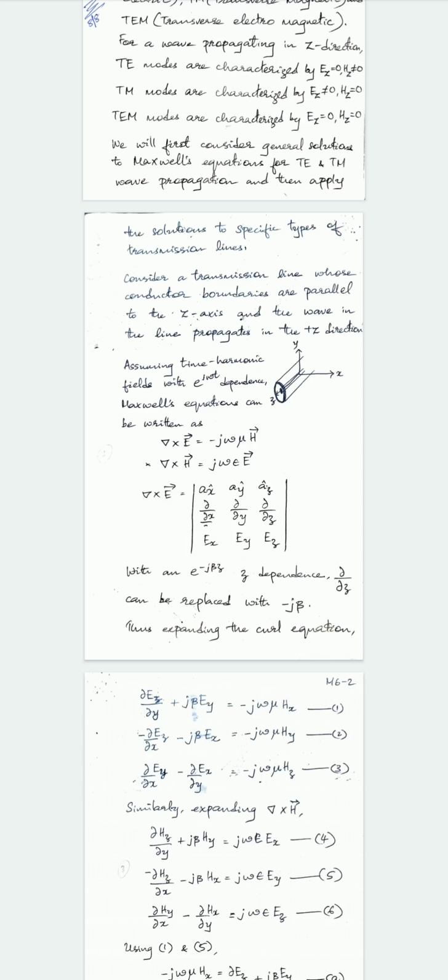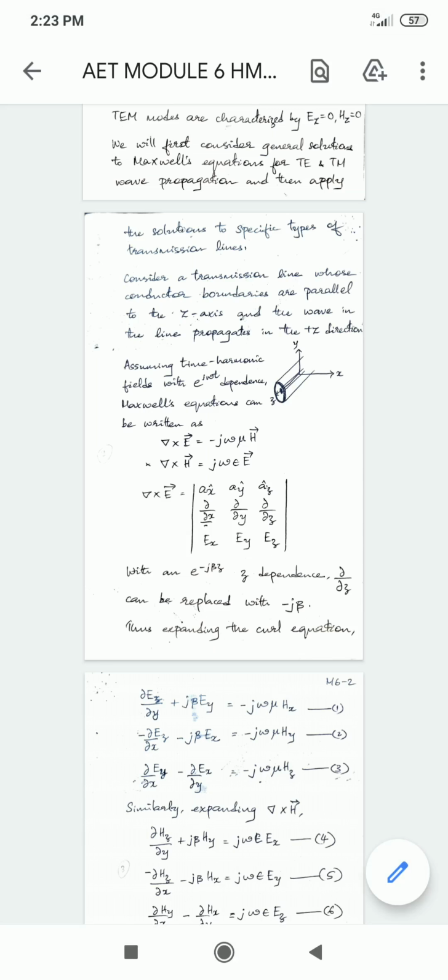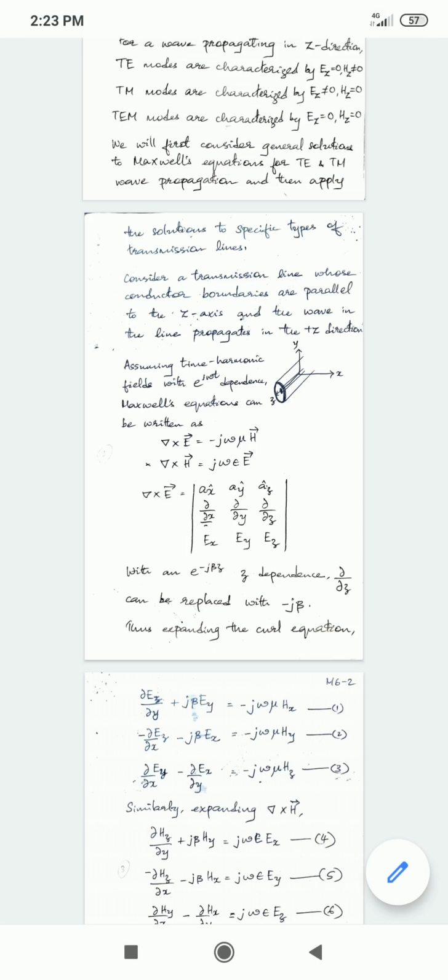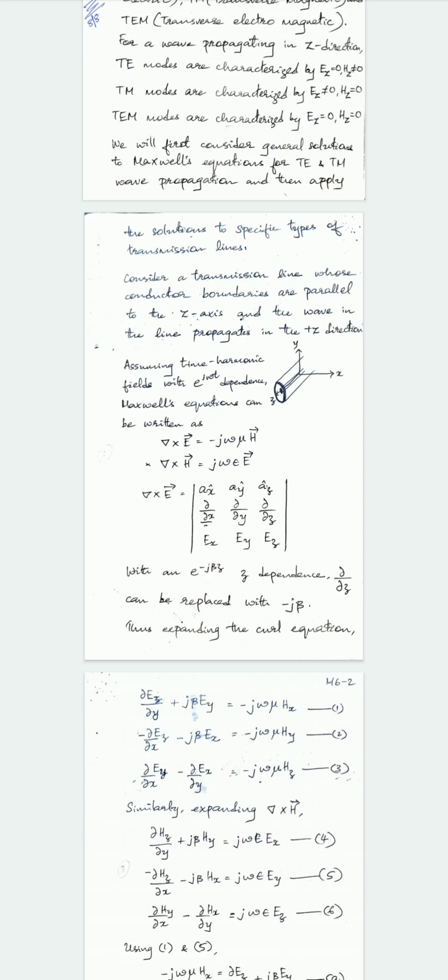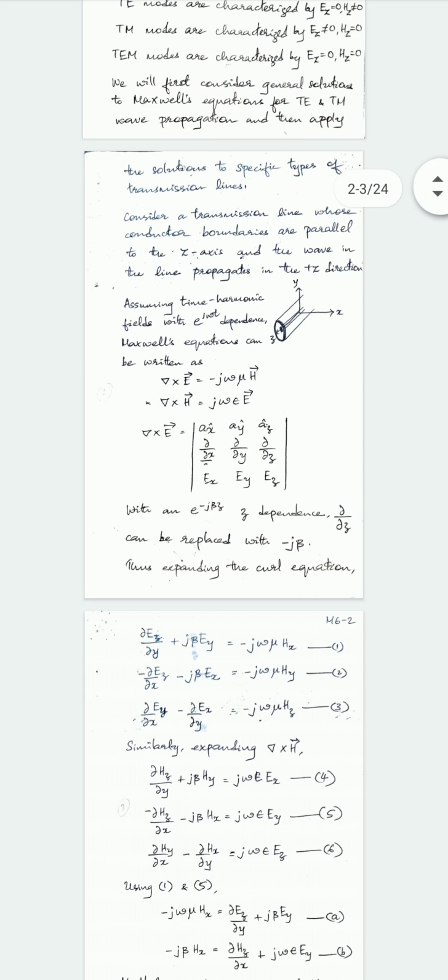First we can write the Maxwell equations. Del cross E is equal to minus j omega mu H, and del cross H is equal to j omega epsilon E, so that we can expand the determinant. We will get del cross E equal to the determinant of ax cap, ay cap, az cap, dou by dou x, dou by dou y, dou by dou z, Ex, Ey, Ez.